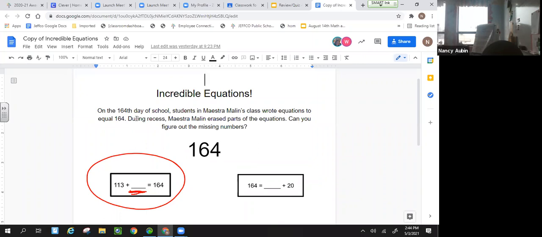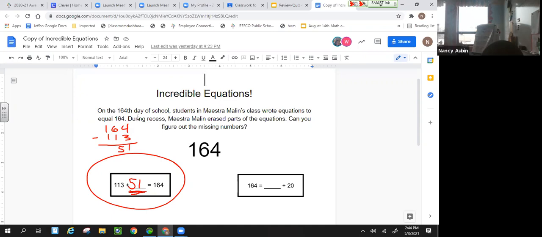So you're saying 113 plus 150? Oh, you're saying 51 is the missing number. Is that what you're saying? Why do you think so? How did you figure that out? You had to use subtraction, didn't you? Right? And that's how you found the missing add-in, because 164 minus 113 would give you the missing add-in.